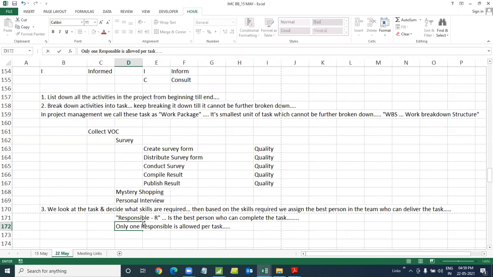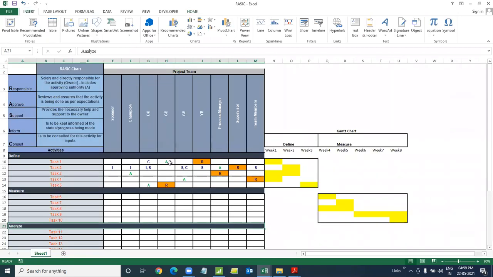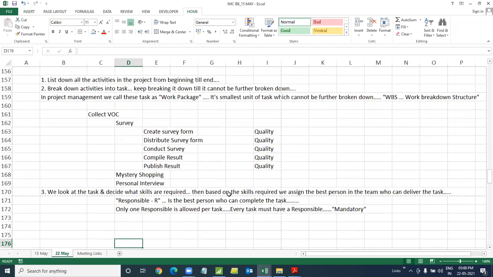One responsible per task is allowed, and every task must have a responsible. So you'll never have a task where there is no responsible. It is mandatory. Every task must have a responsible party. So in this template, here are the tasks. Here's the list of people in the project team: the sponsor, champion, black belt, green belt, and all those people. So you'll have a long list of all the people. Give the responsibilities to people based on the task. Once you've done it, you know which person will be completing every task.